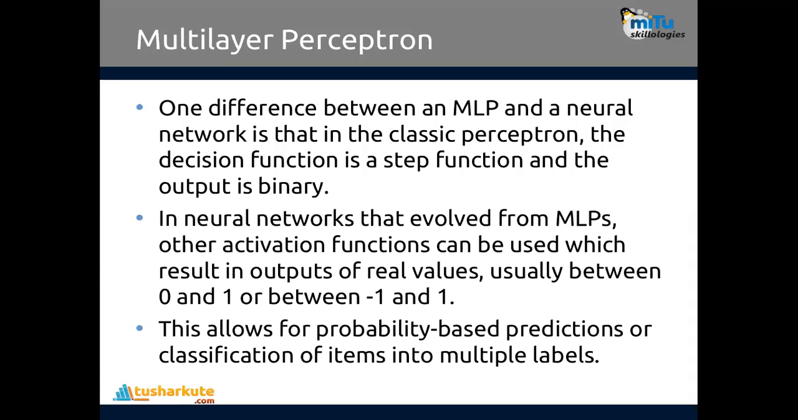Now, one difference between the MLP and the neural network is that the classic perceptron, the basic perceptron that we use, has a decision function. The data and the weights are taken as input, and what operation to do on them is decided by the decision function. We call it the activation function also. It's a step function, and the output is always binary in that case.